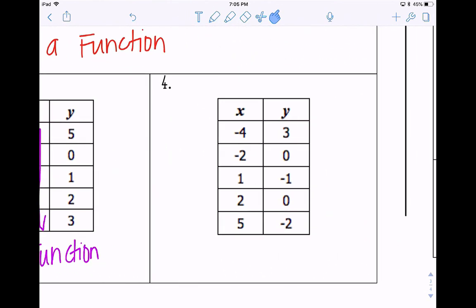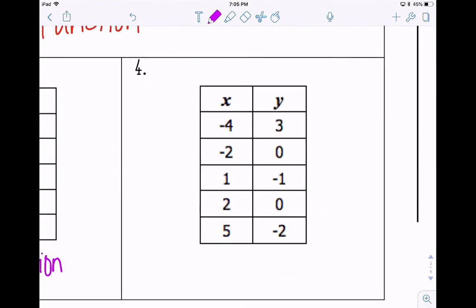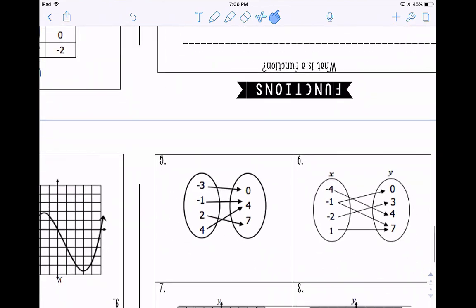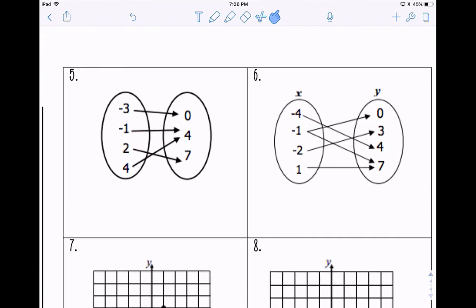All right, looking at number 4, same thing. We're just looking at the x's. I start here: -4, -2, 1, 2, 5. None of those are the same, so this would be a function.